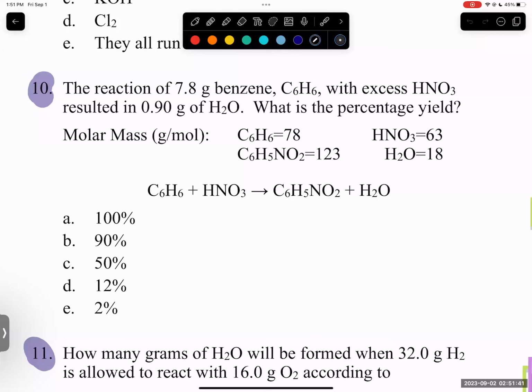All right. Reaction of 7.8 grams of benzene, C6H6, with excess nitric acid resulted in 0.9 grams of water. What is the percent yield? Nice, they gave us the molar masses. I cannot guarantee that they'll be given to you on the exam, so make sure you know how to do that. Is this equation balanced? Is the next thing we should be asking ourselves. Is it balanced?